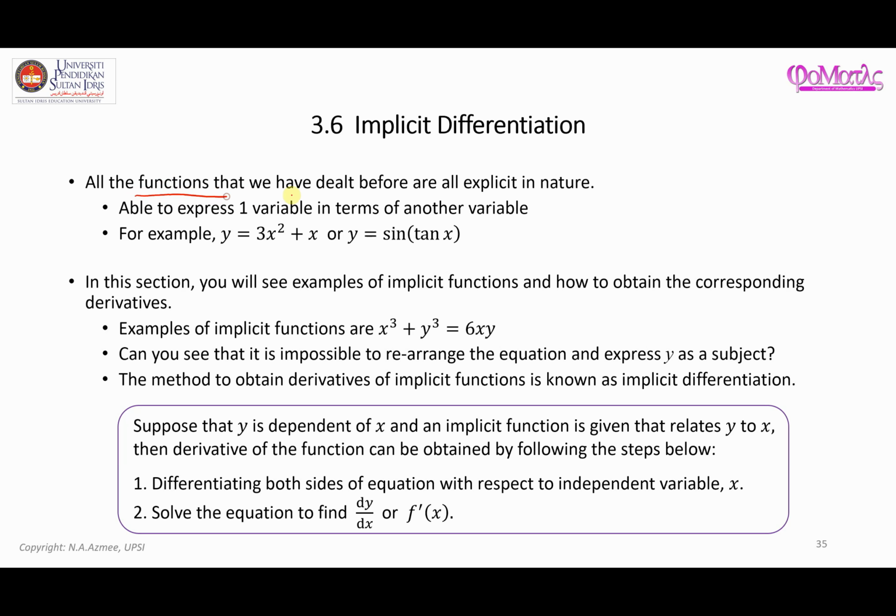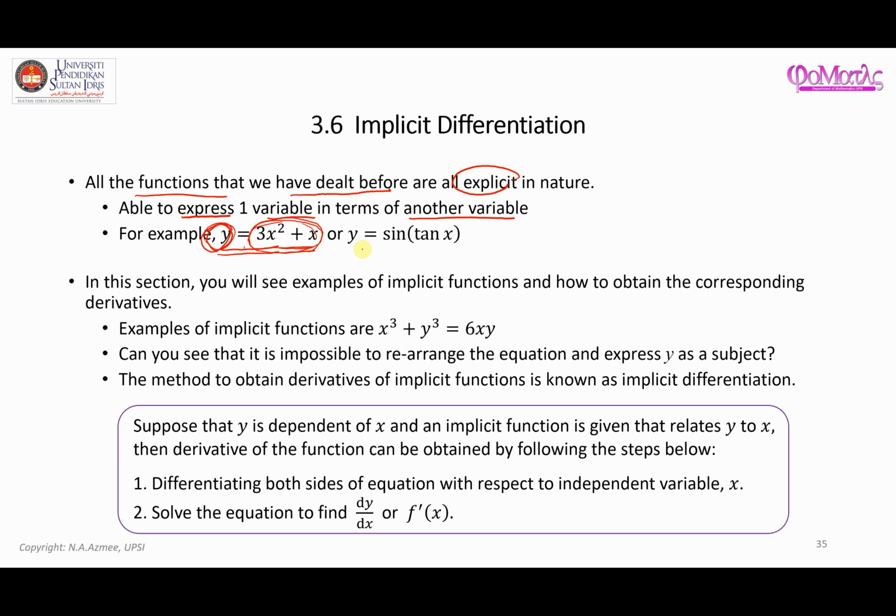All the functions that you have dealt with before are all explicit. When we talk about explicit, it means that you are able to express one variable clearly in terms of another variable. For example, here we can see that y depends on x, and the equation given here is clearly expressed in such a way that y is the only variable on the left side of the equation, and on the right side of the equation we have everything that is related to x.